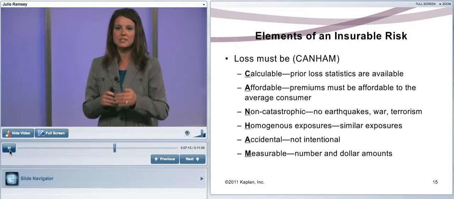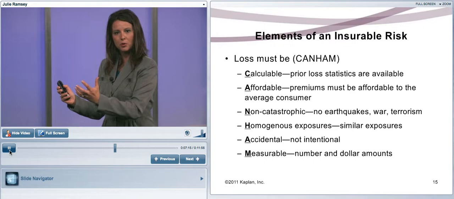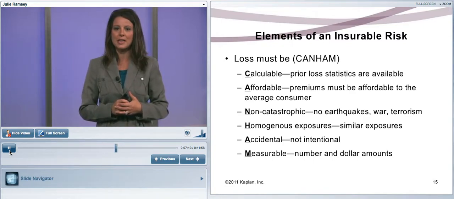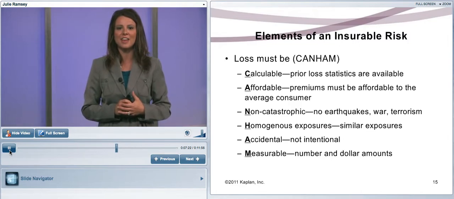H, homogeneous. That's a similar group of people, known as a class. A, accidental. It's not intentional. M, measurable in number and dollar amounts.